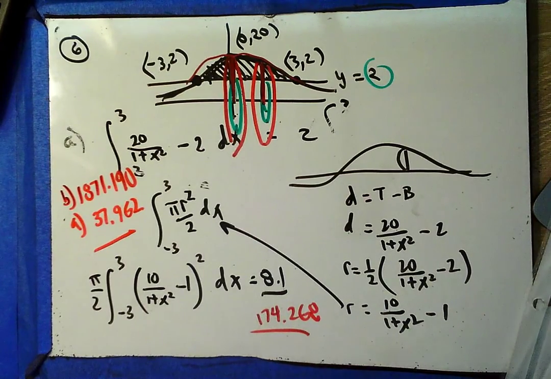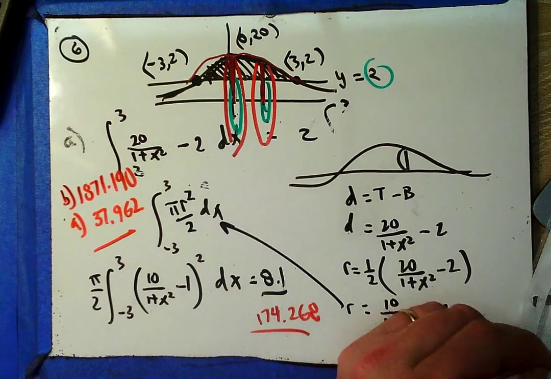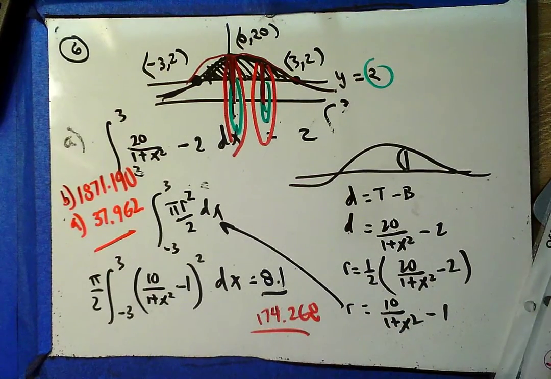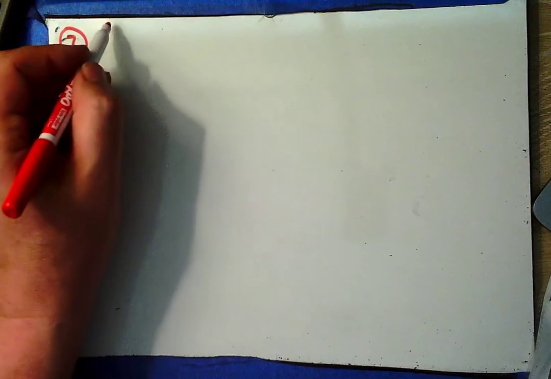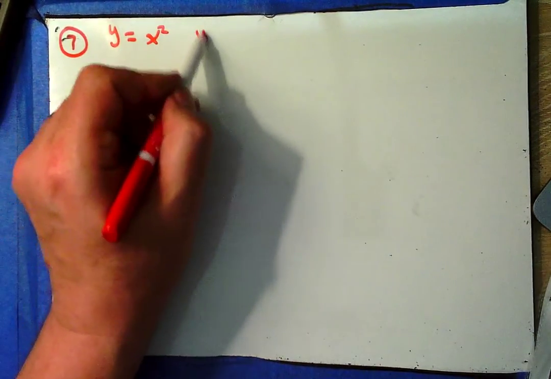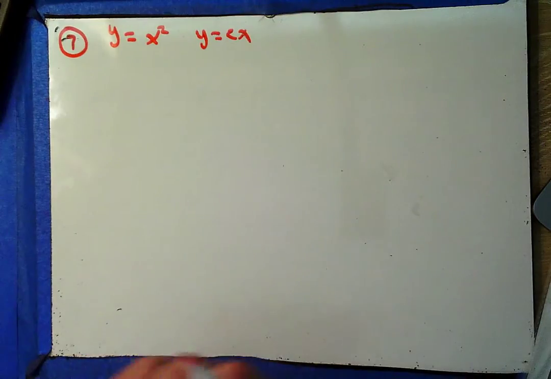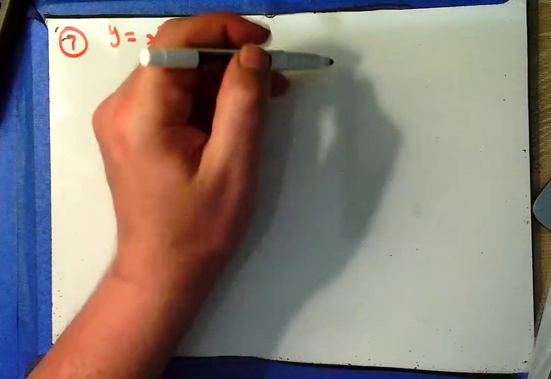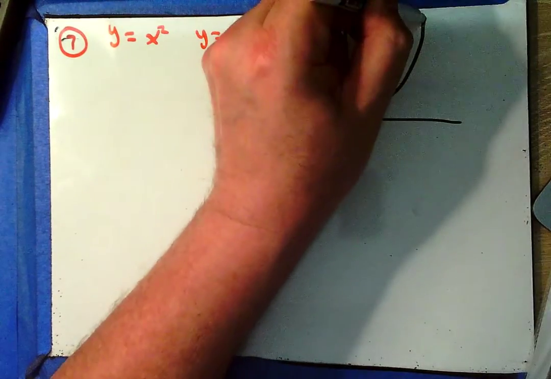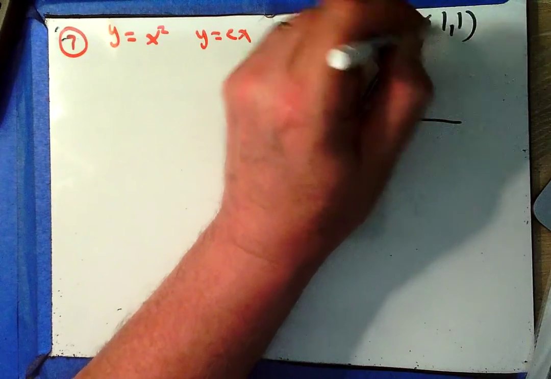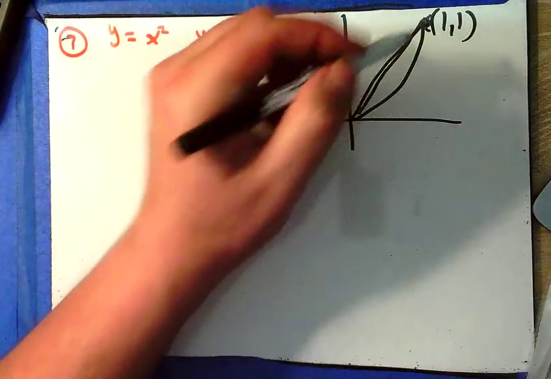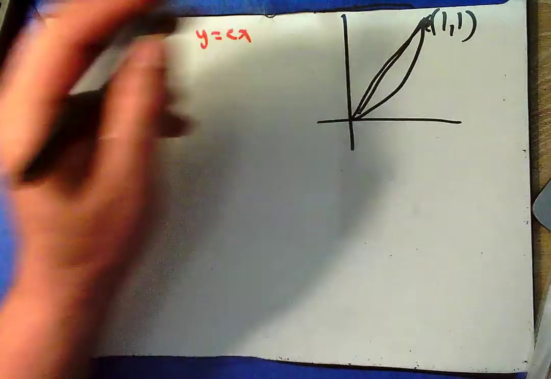Problem number 7. Okay. 7 says we've got these two curves, y equals x squared and y equals 2x. If we consider this region, y equals x squared, y equals 2x, they intersect at 1, 1. This problem is without calculator. Find the area of R.